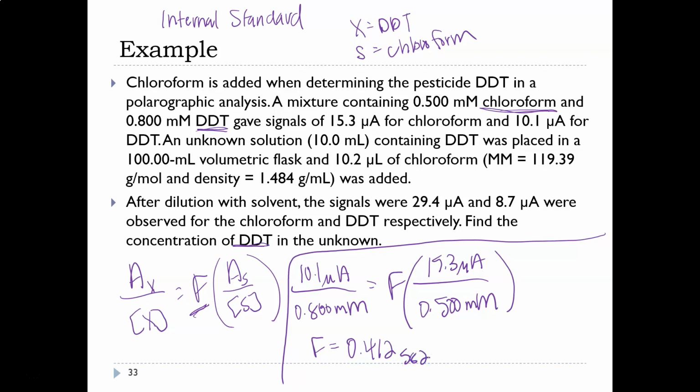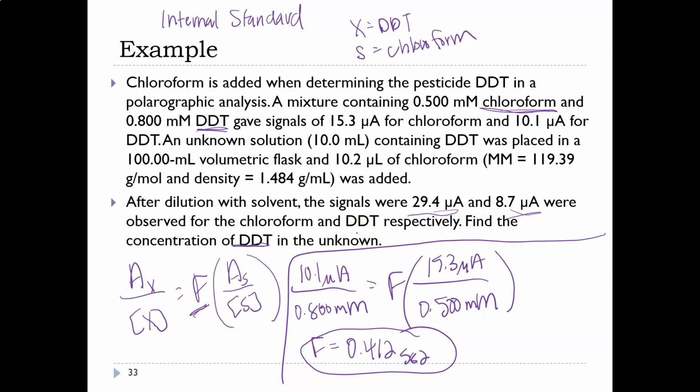So we got F. Awesome. Okay, so we have F. So what we have here, we have to redo this equation again, plugging in F. We have our response factors, our A's, and then we're solving for X, okay? So let's make sure we have the information we need. Well, we've got that number, that's for chloroform. We've got that number, that's for DDT.